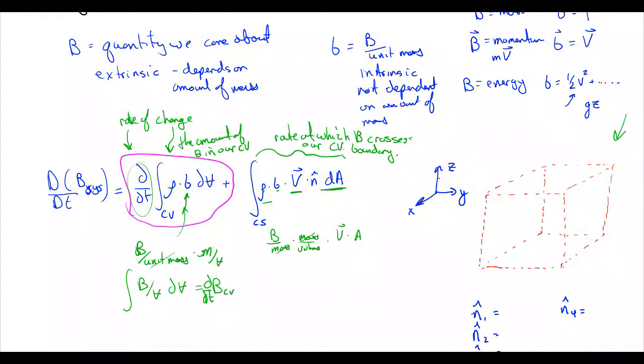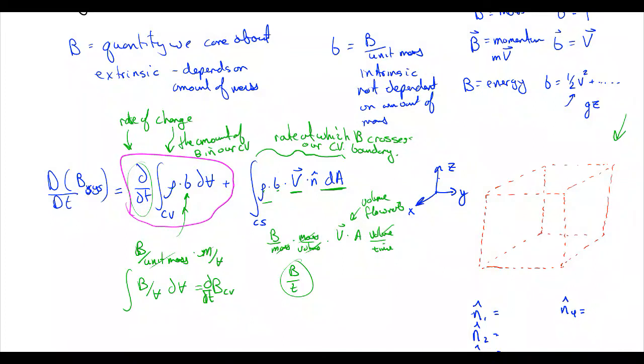So what we end up getting here is a volume per time, which cancels out, and we get a B per time. So we have a B per time, a rate of change of B, a rate that B is crossing our boundary is equal to the rate of change of B within our container. Makes total sense.